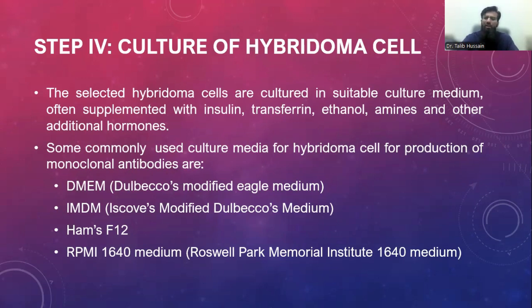ultimate growth. The culture media used for the culture of hybridoma cells are normally supplied with some hormones, with insulin, transferrin, ethanolamines. These kinds of nutritional factors are required in which hybridoma cells can be cultured to form monoclones. The commonly used media which contain these supplements are Dulbecco's modified Eagle medium, Iscove's modified Dulbecco medium, Ham's F12, and Roswell Park Memorial Institute 1640 medium.